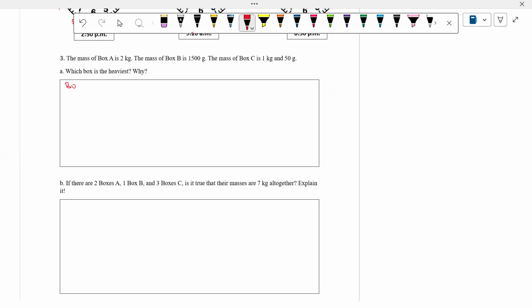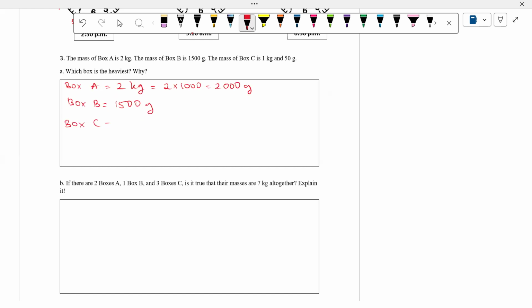Let's write box A is 2 kilograms. Remember, 1 kilogram is 1,000 grams. So 2 kilograms is 2 times 1,000, which is 2,000 grams. And then box B is 1,500 grams. It's already in grams, so there's no need to do anything with it.